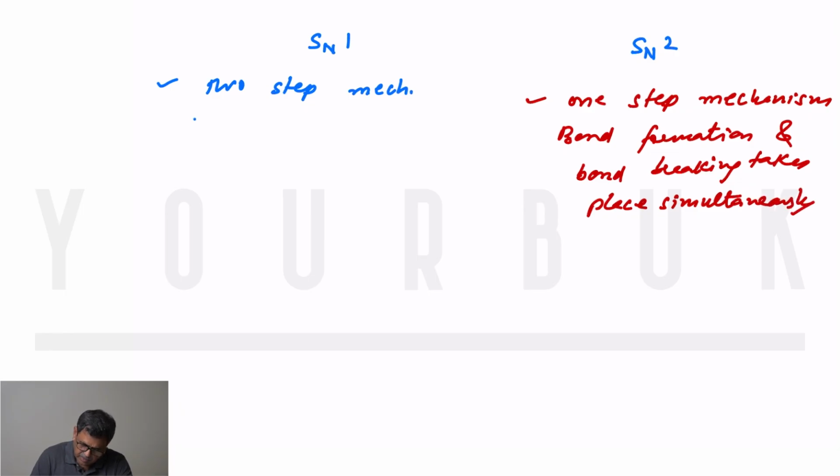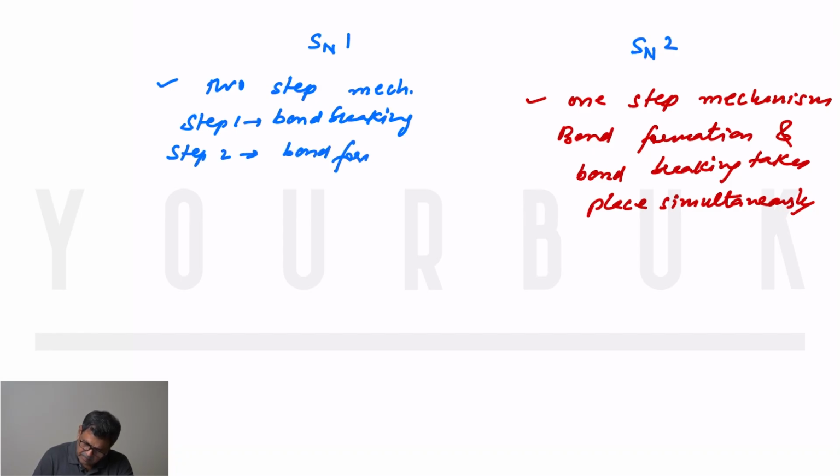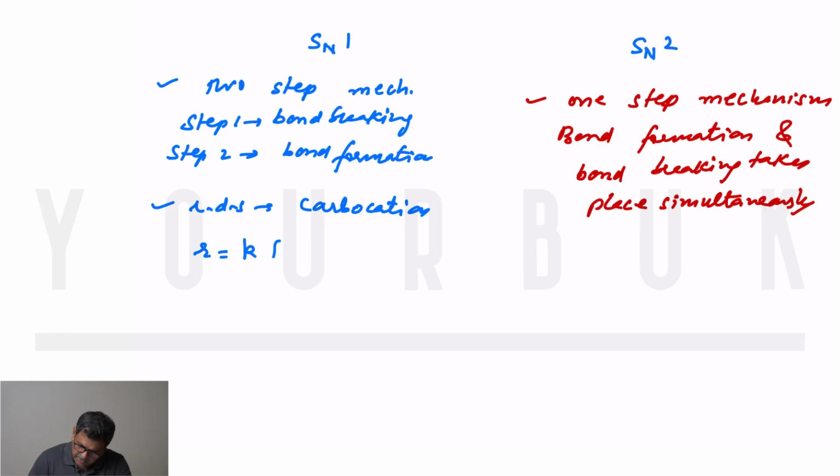In SN1, step 1 is bond breaking, and step 2 is bond formation. In this case, the rate determining step is the carbocation formation. My rate equation is this: rate depends only on the concentration of the haloalkane, not on the nucleophile concentration.